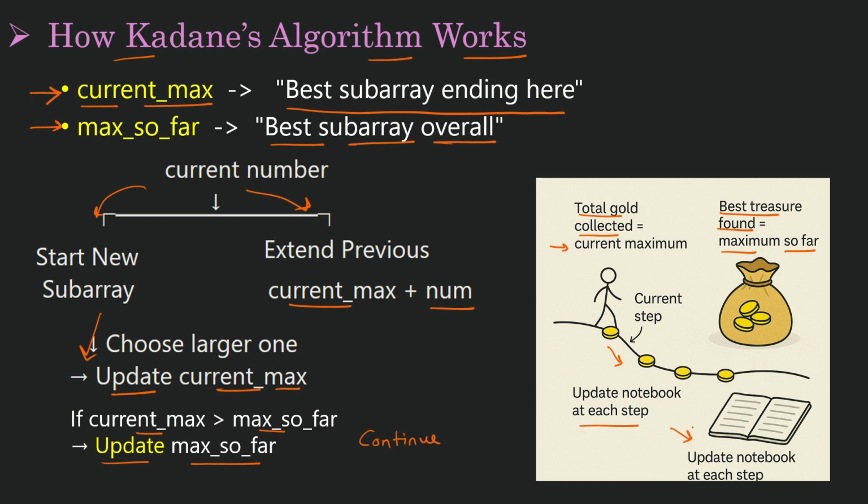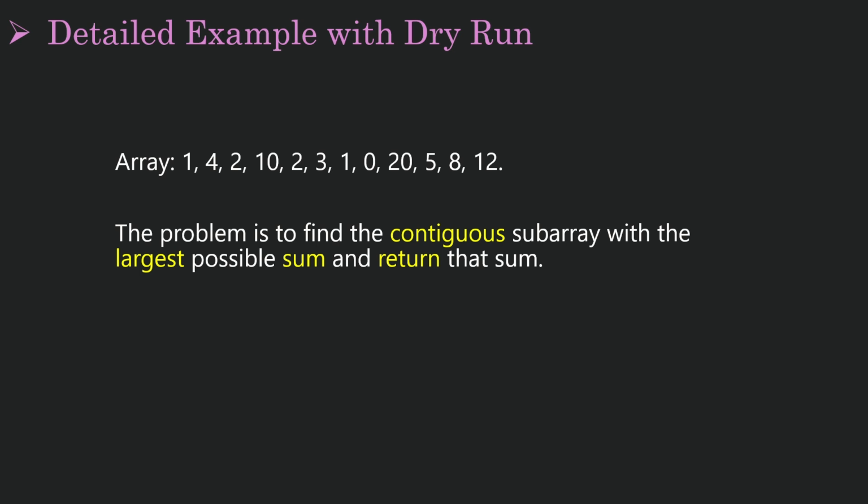To formalize this, here's a simple recipe for the algorithm, like a set of instructions for our treasure hunter. Initialize the maximum so far and the current maximum to the first number in the array. For each number starting from the second one, update the current maximum to the larger of the current number alone or the previous current maximum plus the current number. Then, update the maximum so far to the larger of the current maximum or the existing maximum so far. At the end, the maximum so far is the answer. This process ensures that you always know the best subarray sum up to each point and the overall best sum, all in one pass through the array.